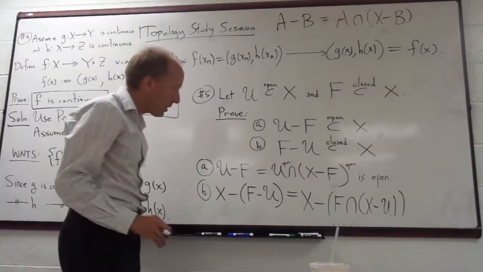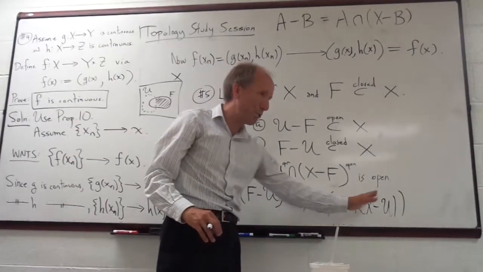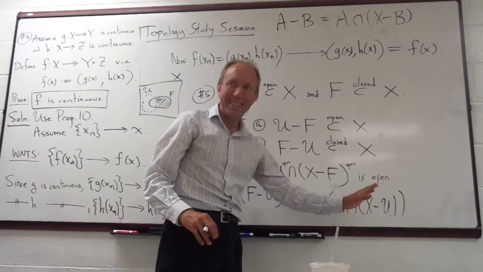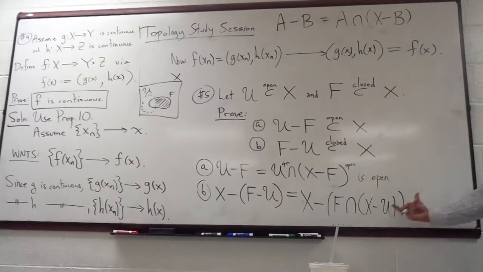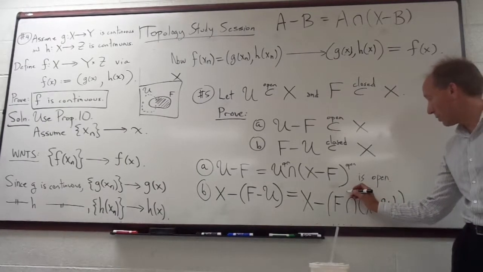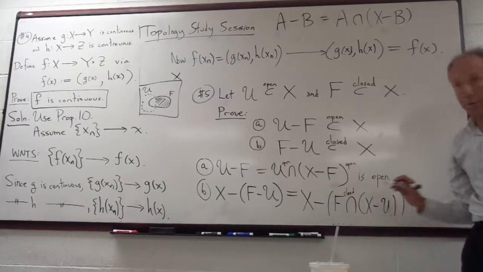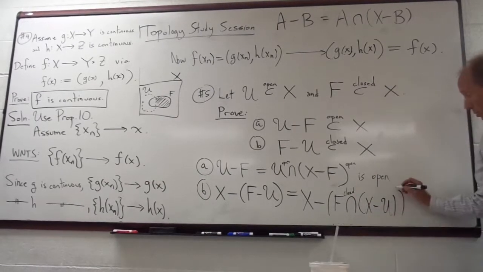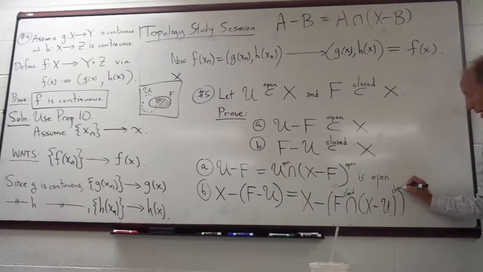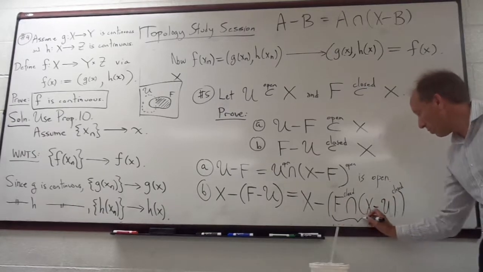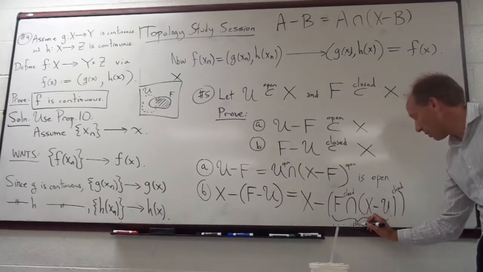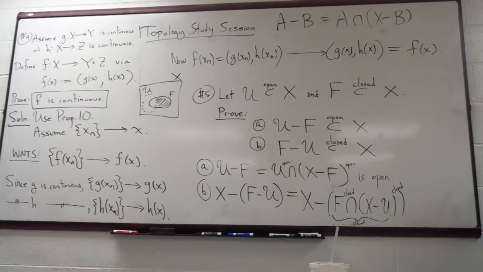And now this is the complement of this intersection. So we're trying to show, this intersection is closed, right? Because F is closed by assumption, and X minus U is also closed, and I'm doing an intersection of two closed sets, which is still closed, so this whole thing is closed, and then the complement of the closed set is therefore open.